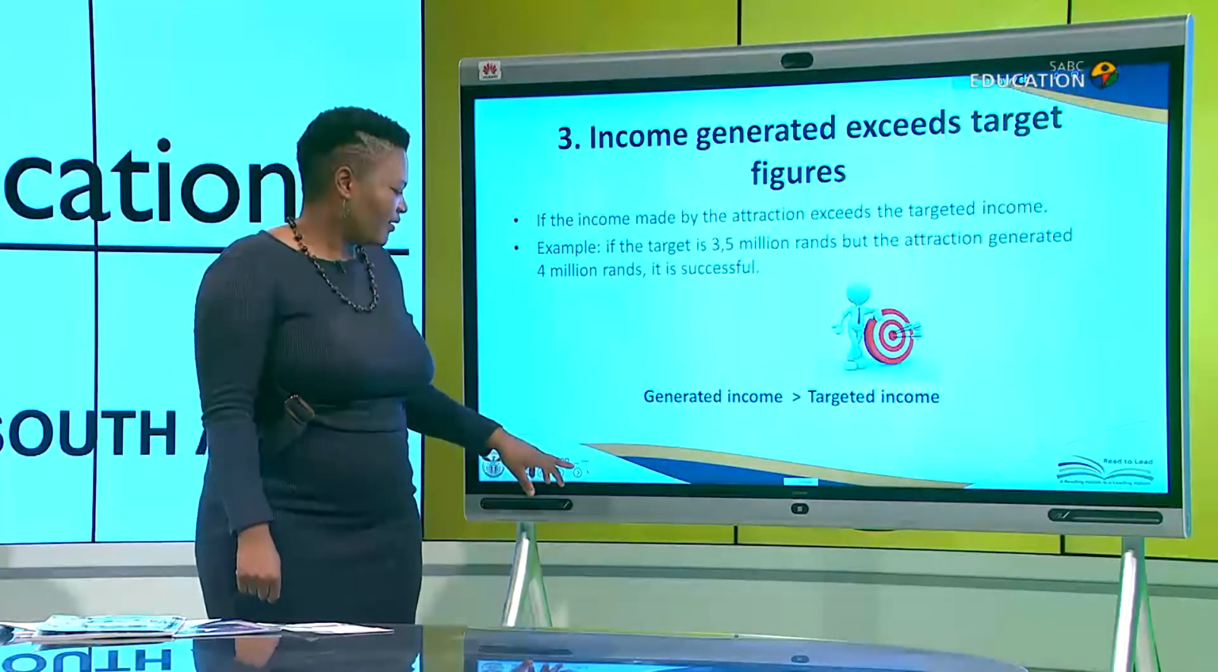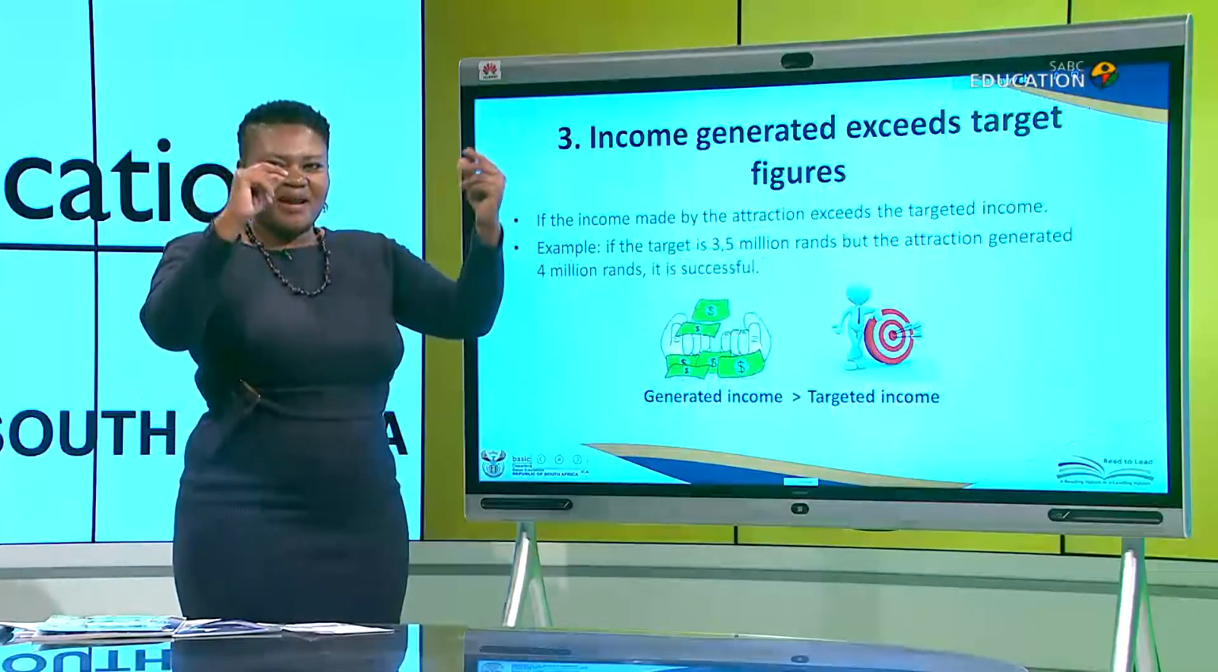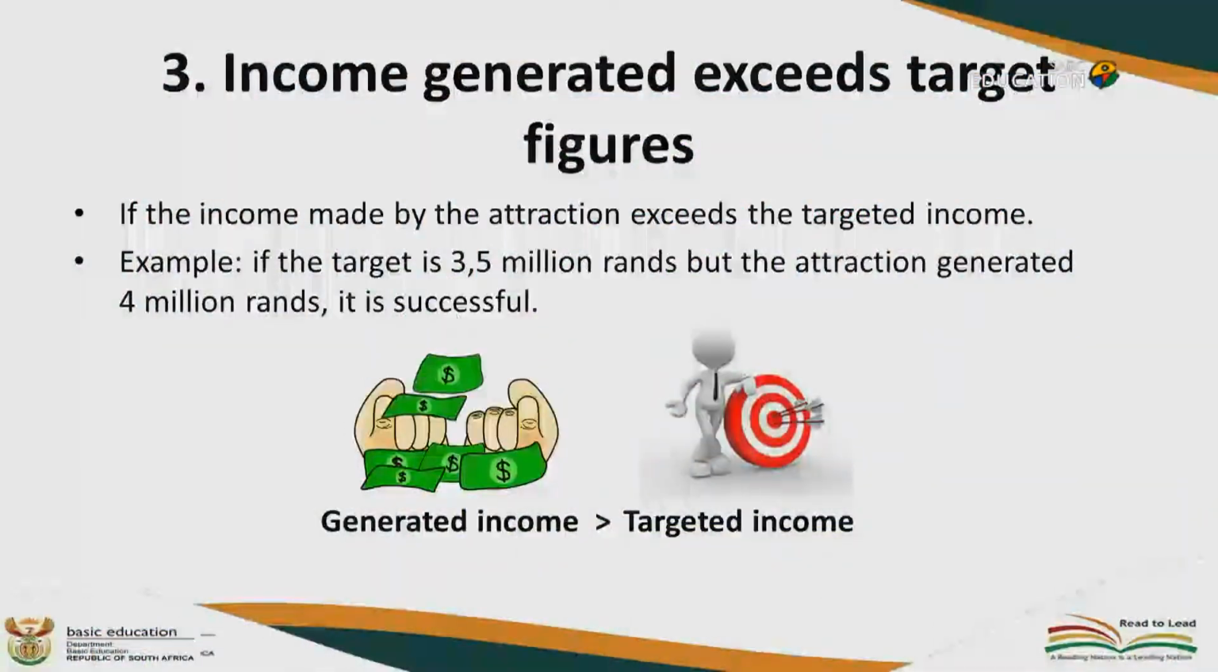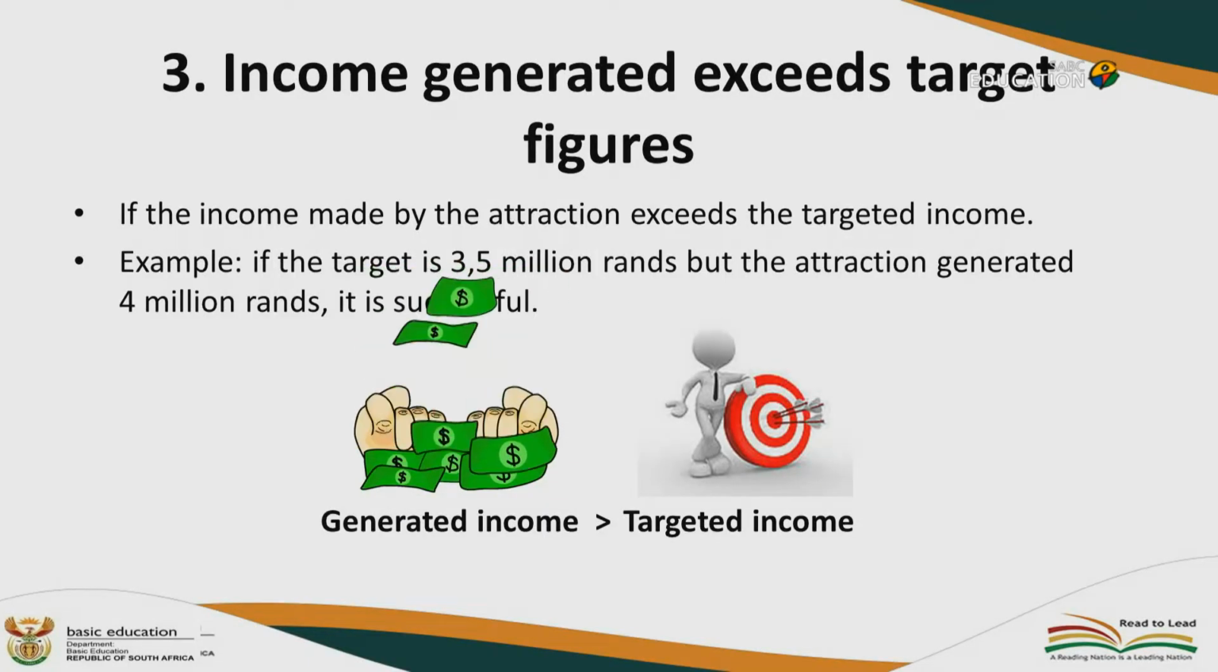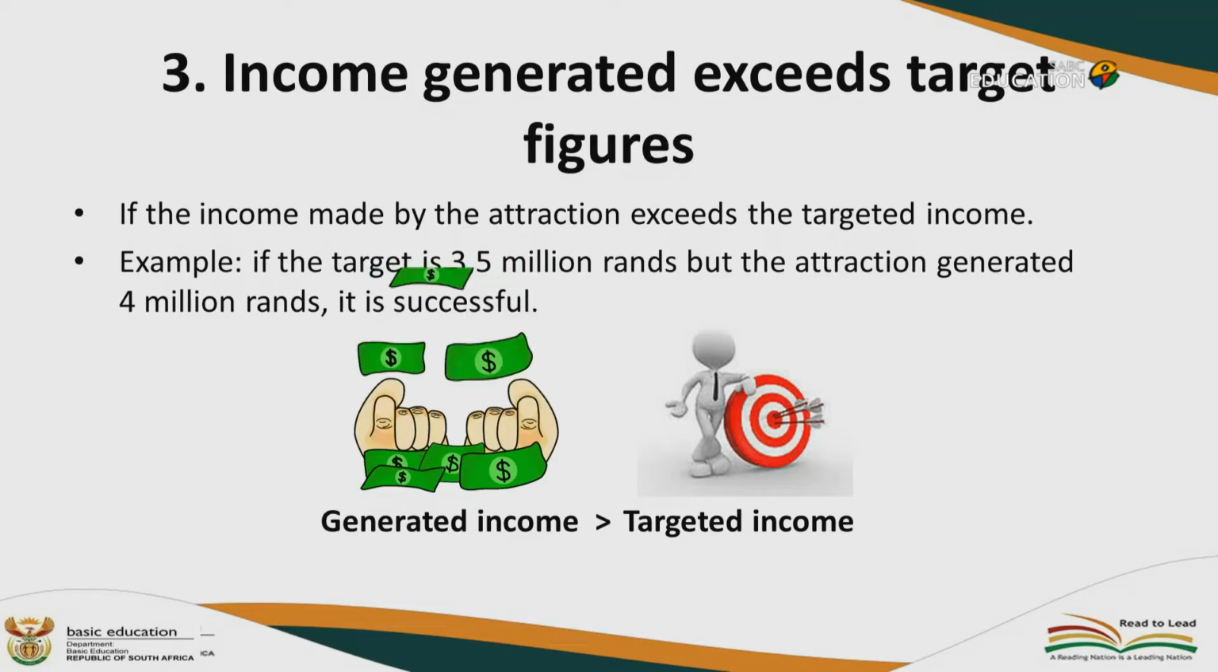Now, more money. So when we receive more money, it means that the income generated exceeds the target figures. What was the targeted income? It was 3.5 million. But now, the generated income, the money that they made, was more than 3.5. It was 4 million. And what does that mean? More money. Then we know that that particular attraction is successful.